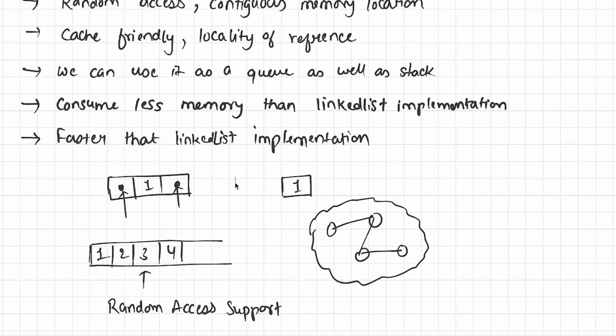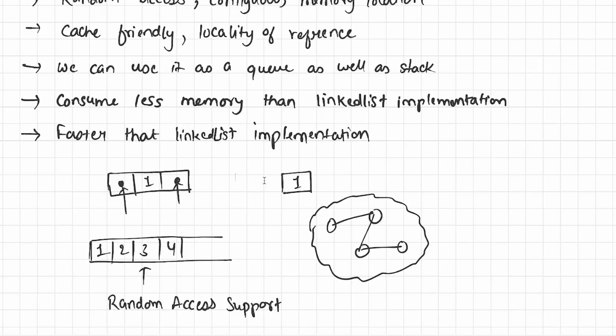So that is why linked list nodes end up taking more memory as compared to array elements. In an array, we just have to store the element at a specific location. That's it. We do not have to maintain the reference of the previous element and the next element. So that is why the array implementation takes less memory as compared to the linked list implementation.